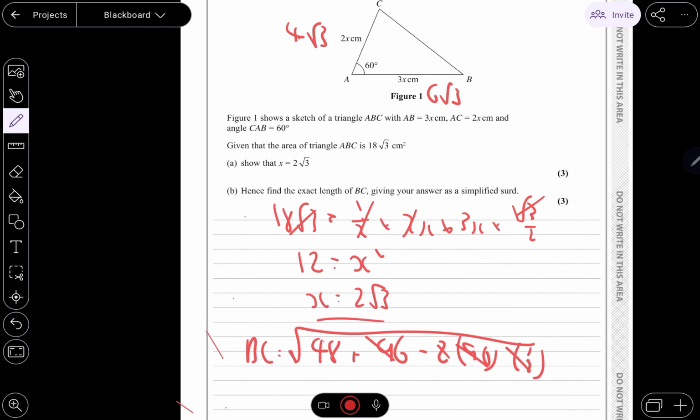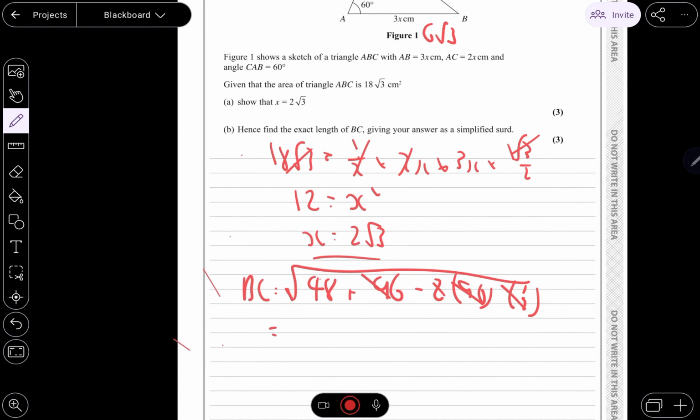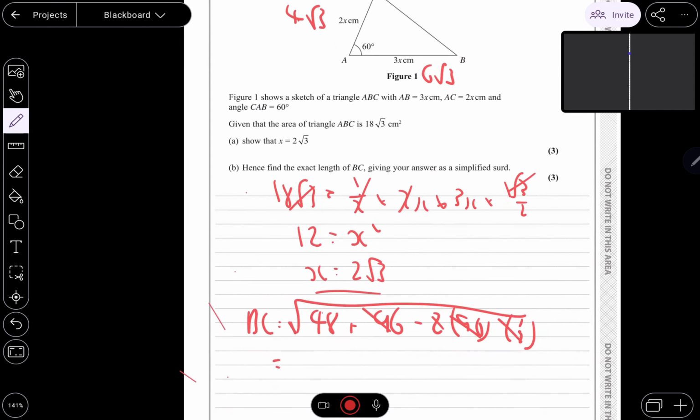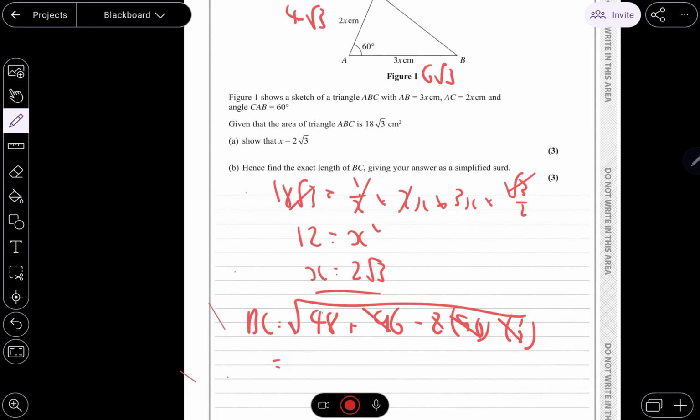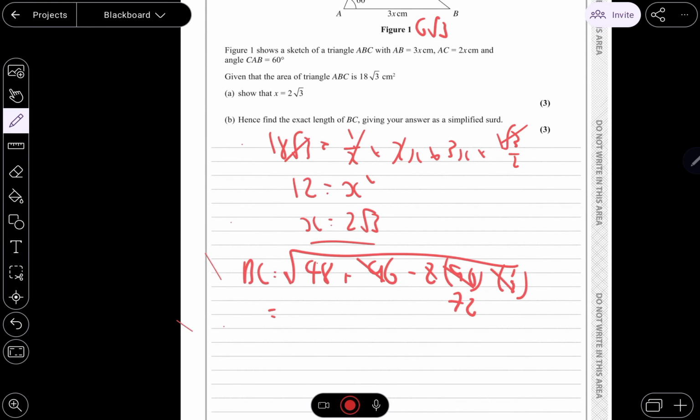Root 48 simplifies down. There's a multiple of 16 in there. Does this all cancel? That can't be right at all. Where did I go wrong? That's a 72. 24 times 3 is 72, because the other one was 36 times 3, so it's too big. Yeah, sorry, so that doesn't cancel. So we're doing 48 plus 96 minus 72, which is 72. Now root 72 is apparently 6 root 2. And hopefully that's right.